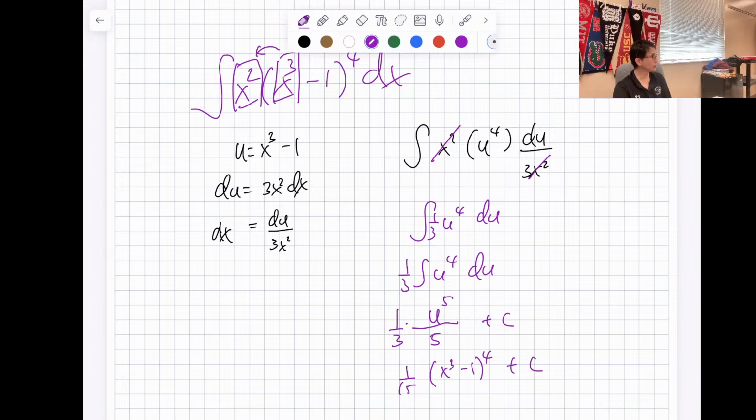Is that okay? Would it be x cubed minus 1 to the fifth in the answer? Oh, this is a 5. Okay, thank you.